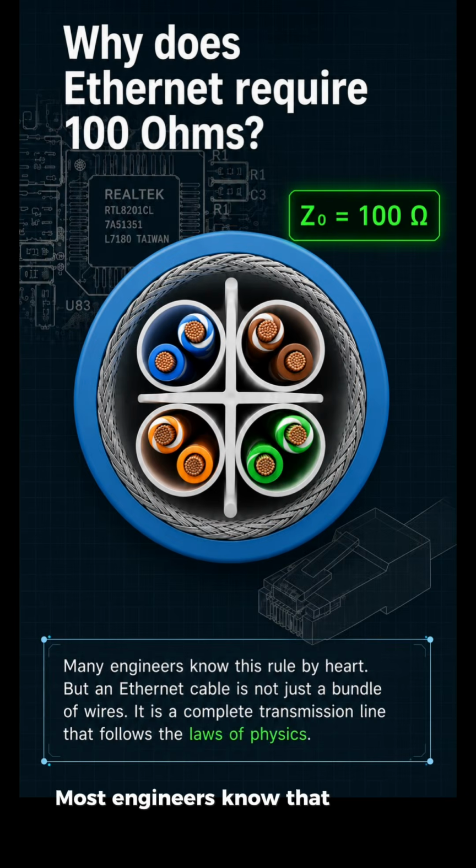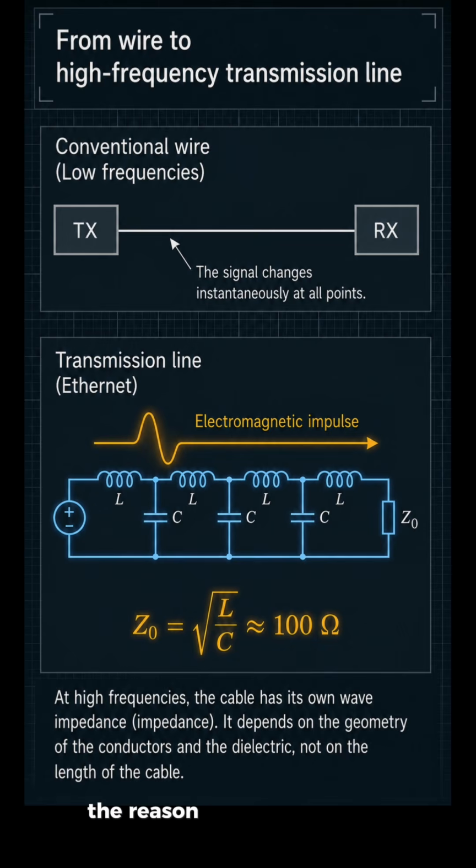Most engineers know that Ethernet differential pairs are designed for a 100 ohm differential impedance, but far fewer stop to ask why that value is so important. The reason is that an Ethernet cable is no longer just a conductor connecting two devices. It's a transmission line governed by the physics of electromagnetic wave propagation.